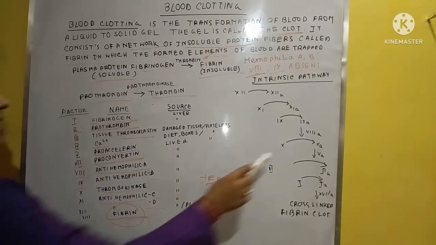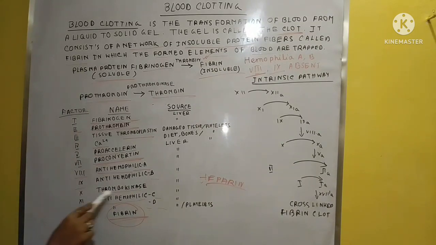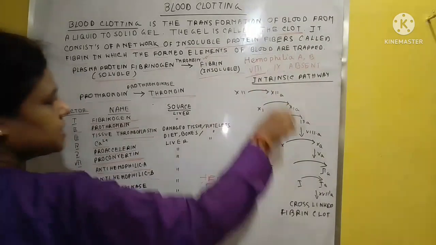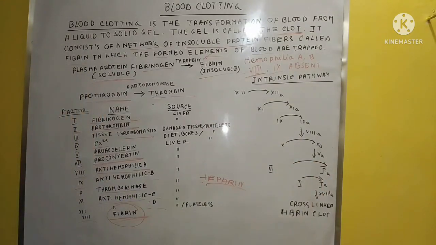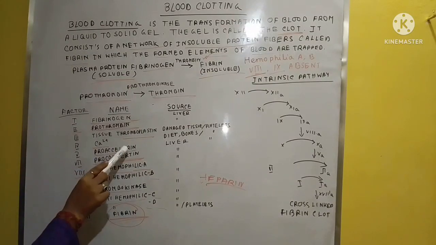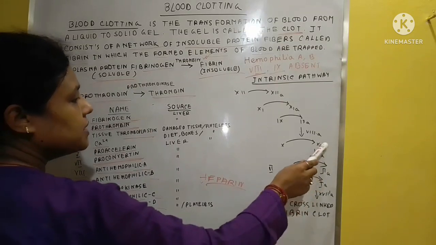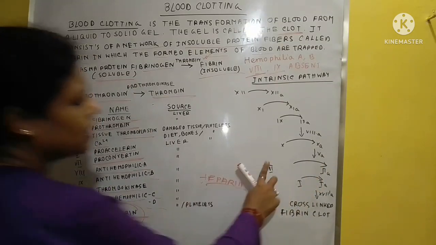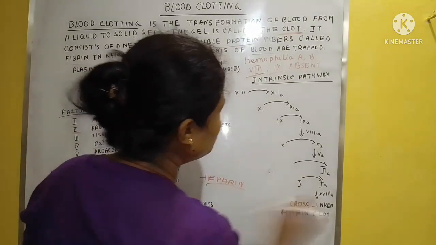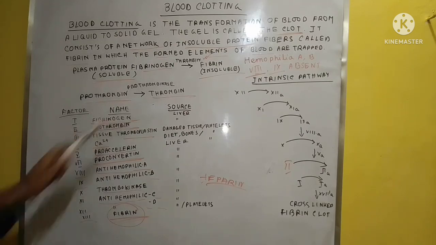And here, X is converted to activated X. Which one is the X? This is the thrombokinase. After this activation, the thrombokinase becomes activated, and with the activated 5A. 5A means proaccelerin. This is also in activated form. This is added with that, and here factor 2 becomes activated. Factor 2 means the prothrombin.